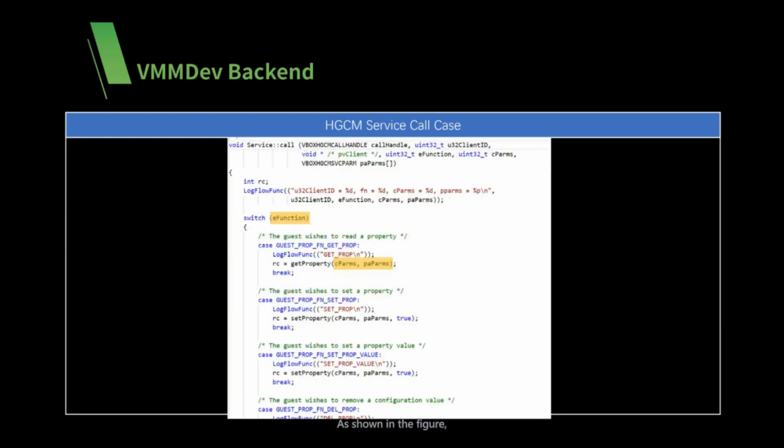As shown in the figure, this is the core function of the guest property service, where the function, cParms, and paParms parameters can be controlled by the guest. We should pay attention to them.